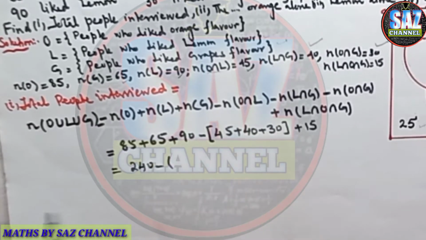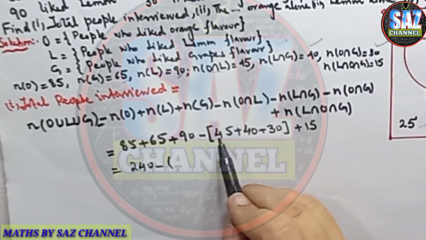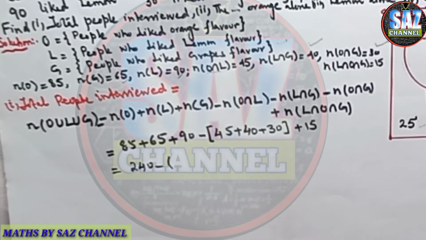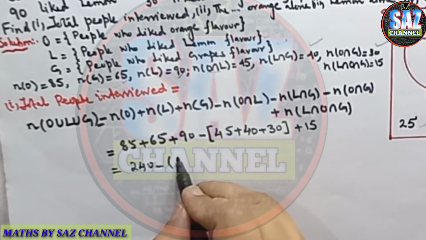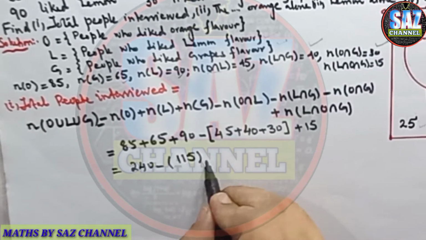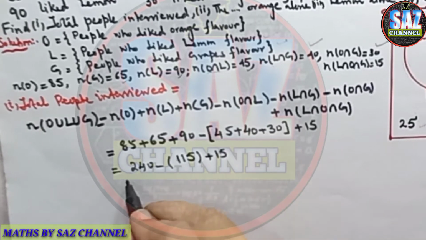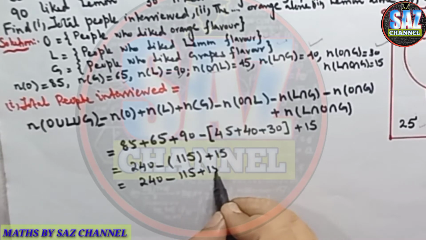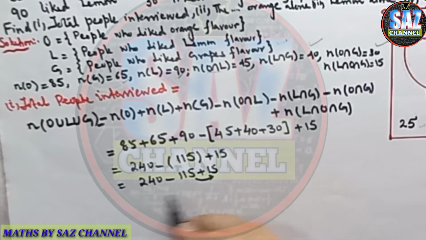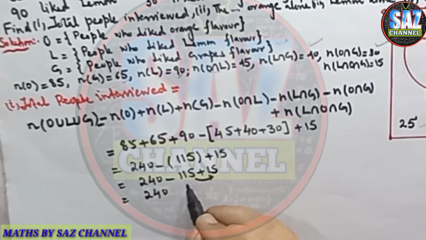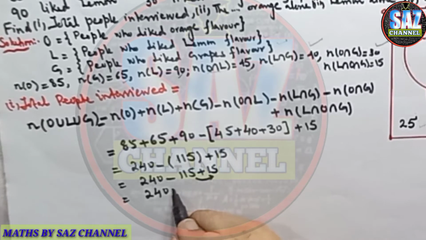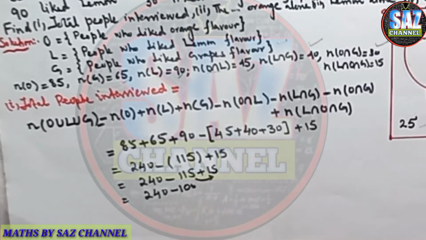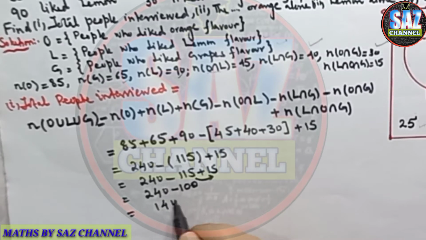240 minus 40 plus 40 is 80, plus 85... 85 plus 30 is 115. 115 plus 15. Okay, and I'm having 240 minus 115 plus 15. If you want, you can join these two values, otherwise you can use the calculator. Take away 15 from 115 and I will be left with 100 only. 115 minus 15 is 100, and when 100 is taken away from 240, I will be left with 140.